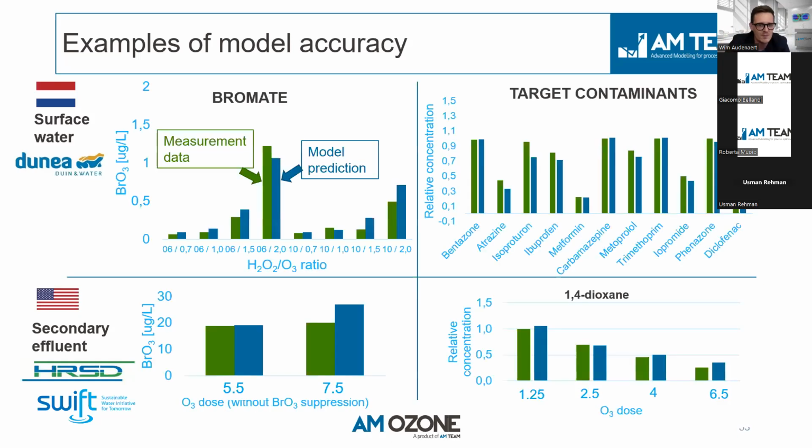One of those examples here is a surface water plant and a secondary effluent plant, where you can see comparisons. We have many of those, but these are some simple comparisons of measurement data, always in green, versus prediction of the model. For example, this is bromate on the left in secondary effluent in a project in the US, Swift. Then we have bromate in a Dutch drinking water treatment plant. And at the right, you can see the target contaminants, and here you can see the different reactivities that are taken into account.